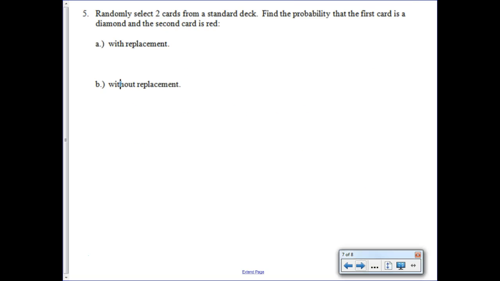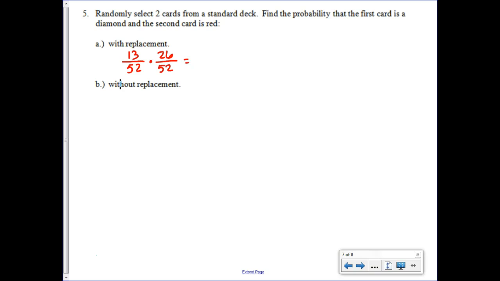Okay, so randomly select 2 cards from a standard deck. Find the probability that the first card is a diamond and the second card is red. So if we replace it is the first question that it's asking. So how many diamonds do we have in the deck? Well, there are 13. One suit has 13 cards out of 52 total cards. Then if we replace the diamond, half of our cards are red, or 26 out of 52 are red.